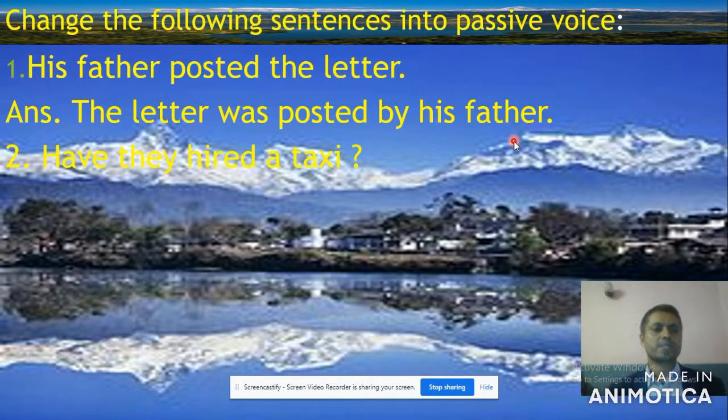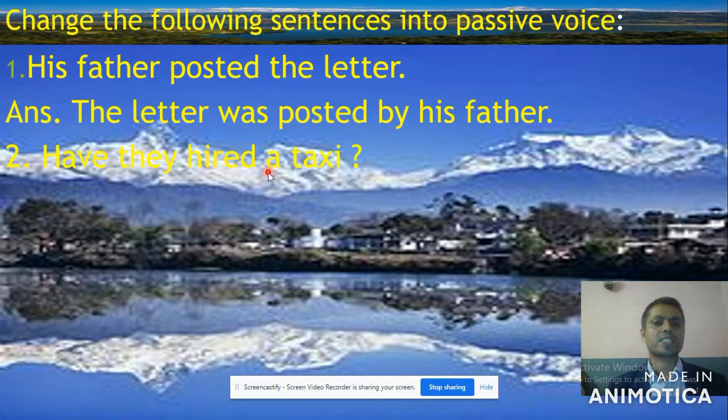Let's have a look at the question. Have they hired a taxi? This is the question. You should first find out the category of this sentence. In which category does this sentence fall? Obviously you have have plus verb 3, so this is the perfect category, the present perfect tense. Since it is present perfect, obviously it is has been or have been.